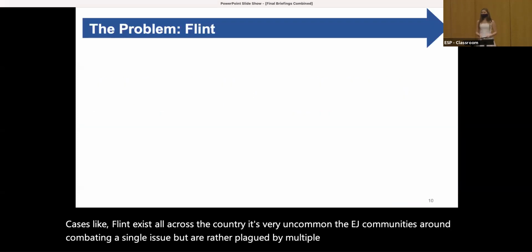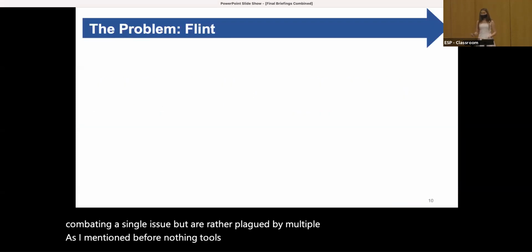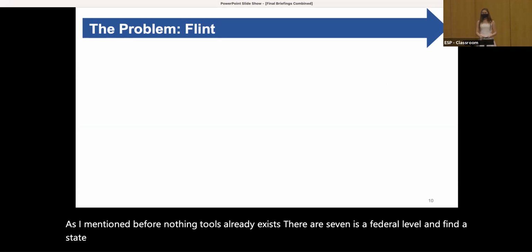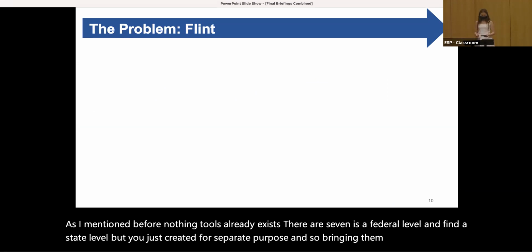As I mentioned before, mapping tools already exist. There are 7 at a federal level and 5 at a state level, but each is created for a separate purpose, and so bringing them together is seldom possible. I can exemplify this further through Flint.